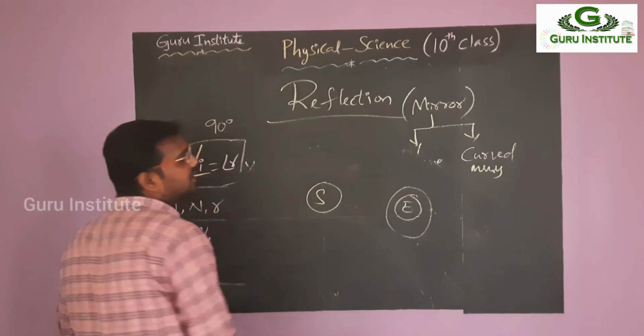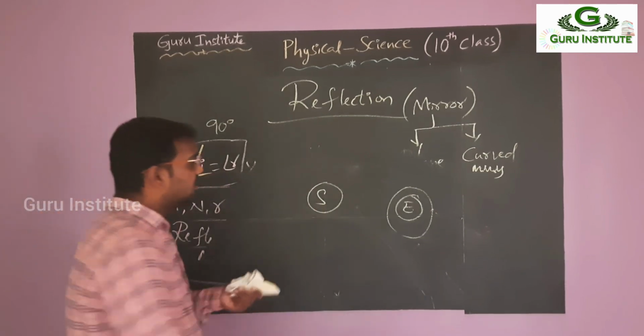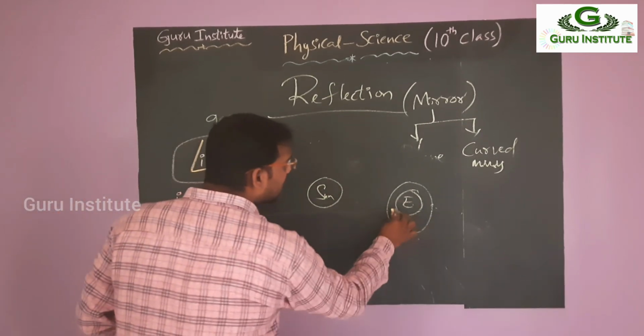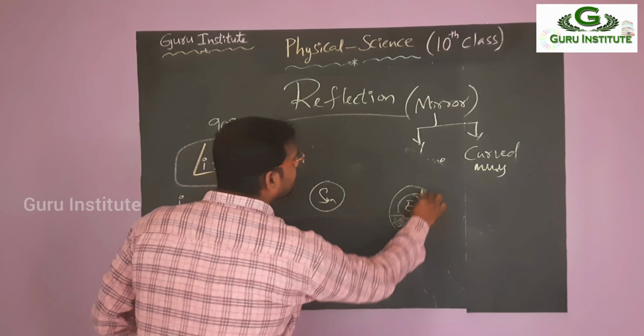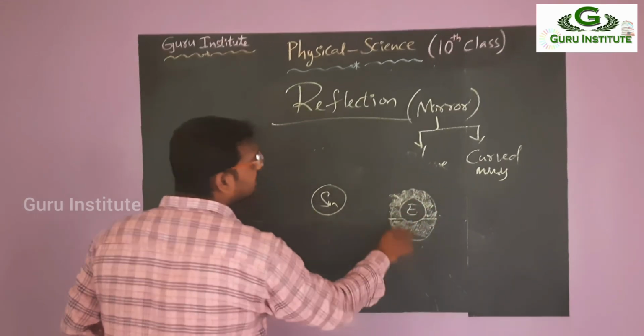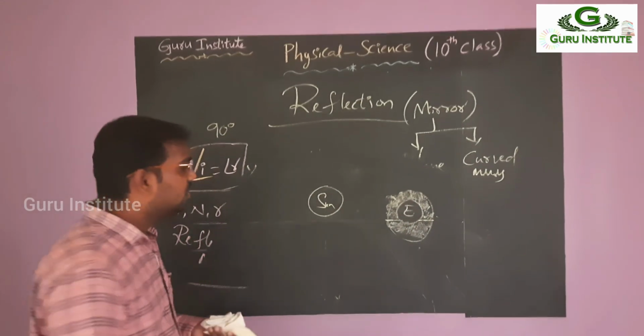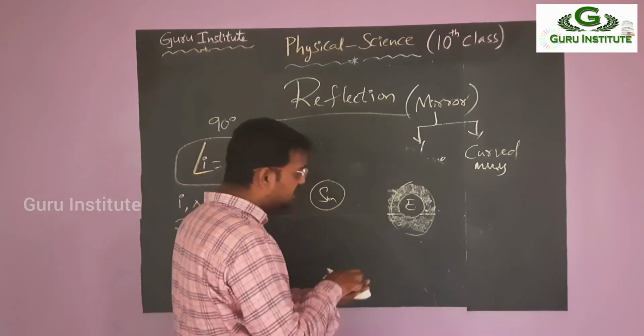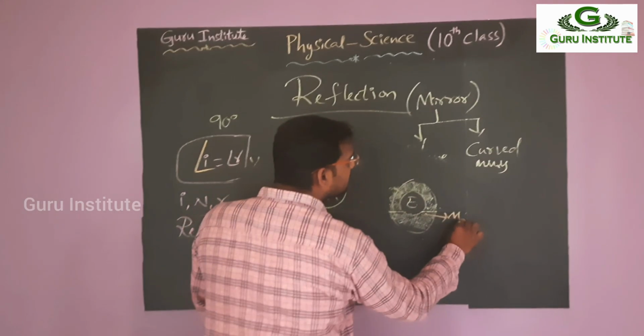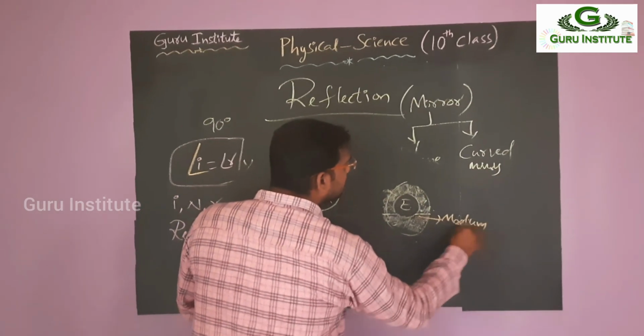Okay, right. In between sun and earth, what will happen? Earth is there, and around the earth there is an atmosphere layer. In the atmosphere, air is present. Okay, right. So air is nothing but what, Nana? This is a medium. So then this is what? Medium.